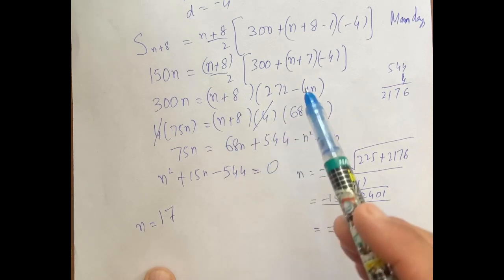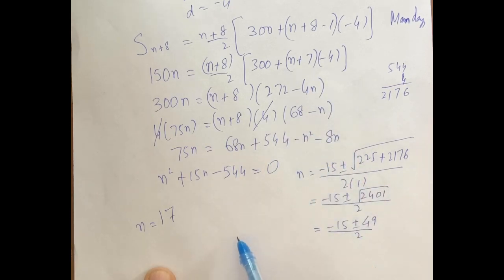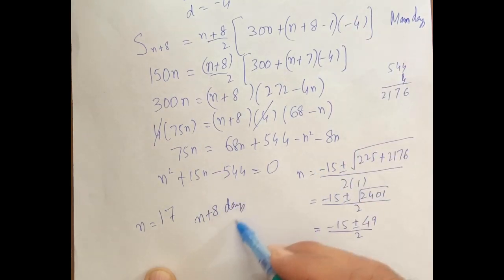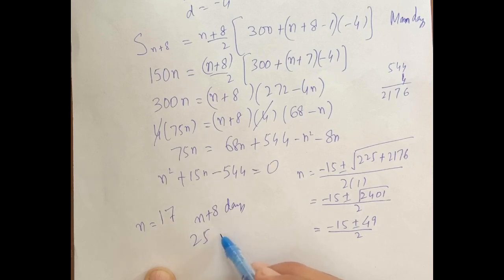So the question is, we have to find the number of days in which the piece of work was completed. The work was completed in n plus 8 days. N is 17. 17 plus 8 is 25 days. The work was completed in 25 days.